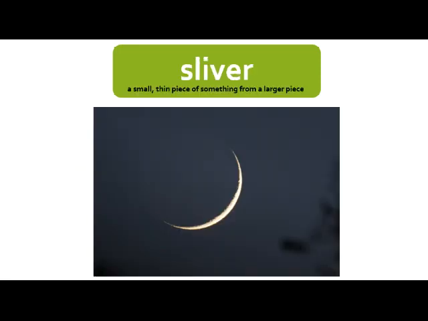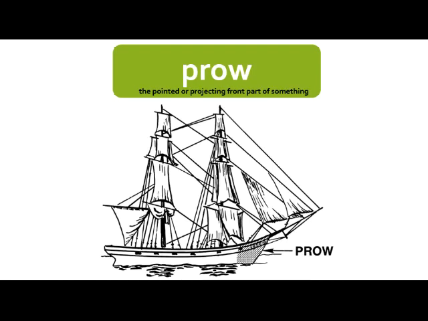A sliver is a small, thin piece of something from a larger piece. So right here we can see a sliver of the moon. Does that mean we really cut this little piece off? No. You can actually sort of still see the full sphere of that moon, right? You can see the full roundness, but the sun's light is only shining on this tiny sliver, so this thin piece.